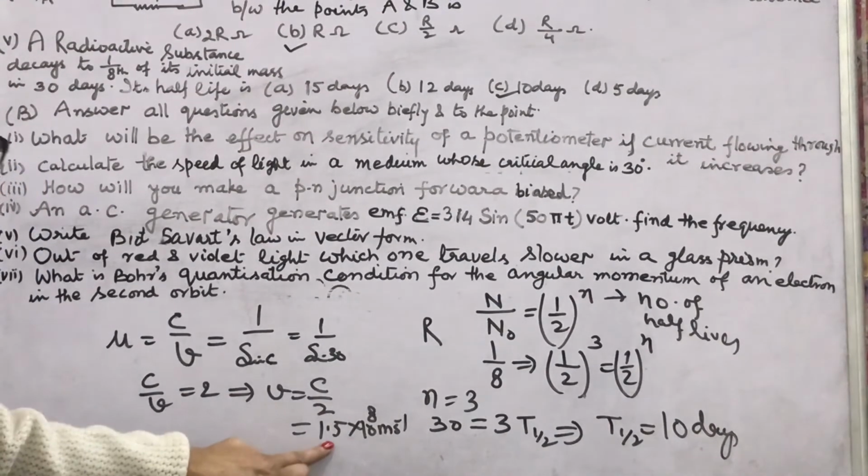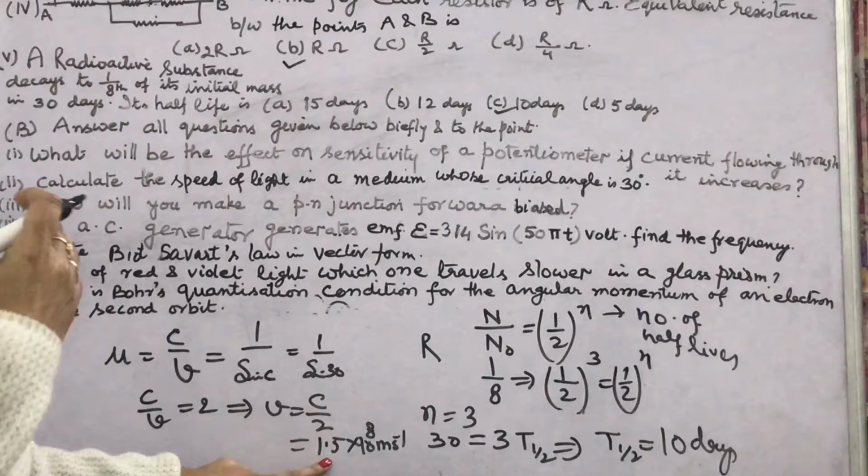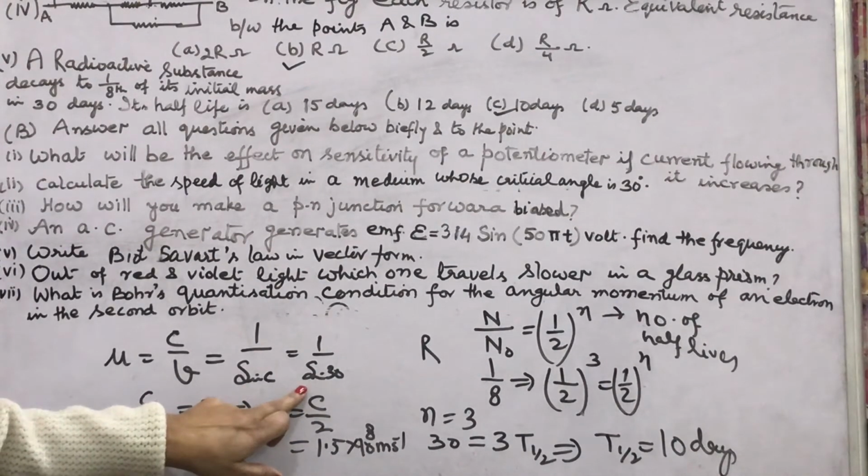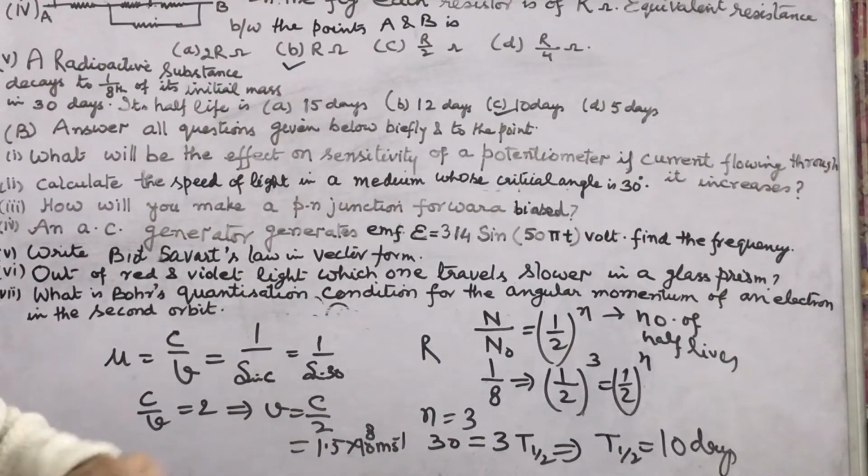Learn how to check the answer. The speed in a medium will be lesser than the speed of light. Here C by 2. What is C? 3 into 10 to the power 8. So here it is 1.5 into 10 to the power 8 meter per second.